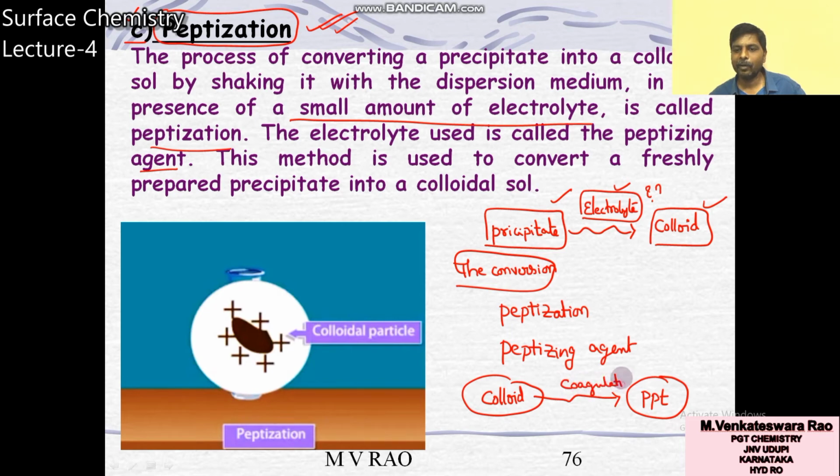Coagulation. Here peptization means formation of colloid from precipitate. So the process of converting a precipitate into a colloidal sol by shaking with dispersion medium in the presence of a small amount of electrolyte is called peptization. The electrolyte used is called peptizing agent. This method is used to convert a freshly prepared precipitate into a colloidal sol.